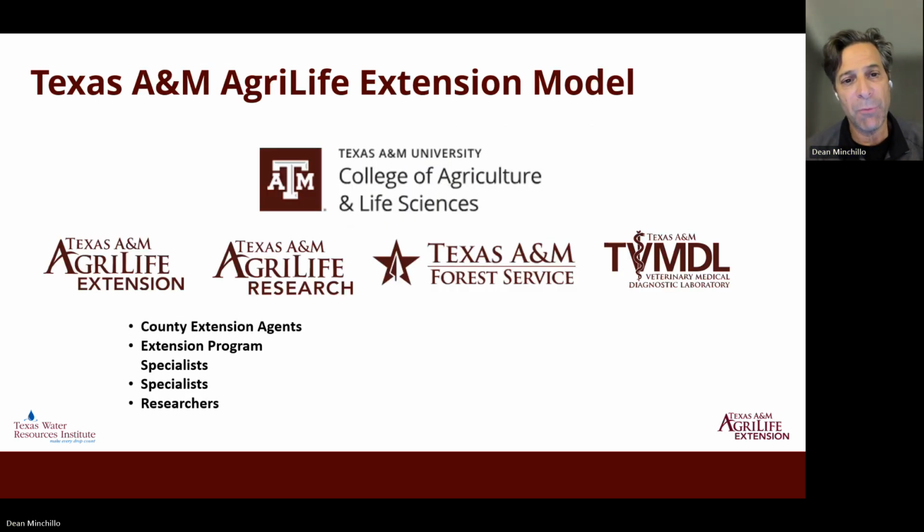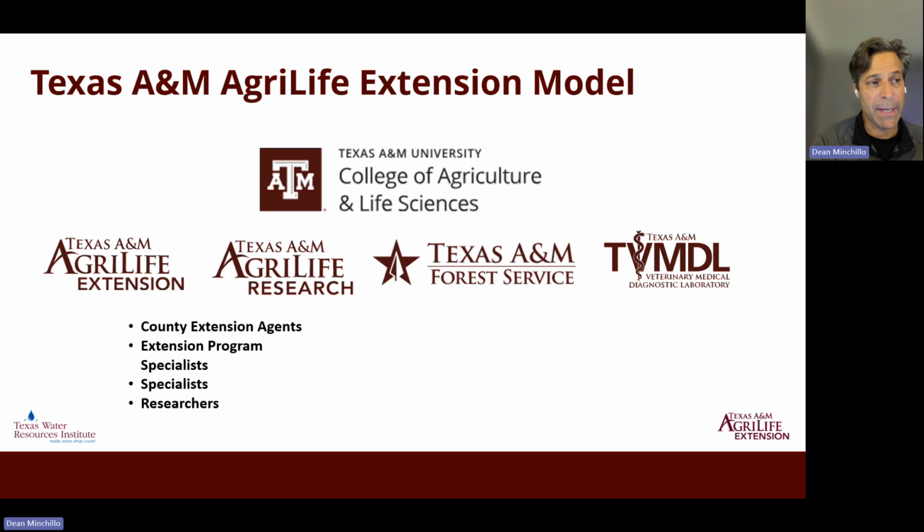So for Texas A&M, it is one of the biggest and one of the best extension models in the United States. It is over 2,000 employees across the state of Texas. We have a county agent in 250 of the 254 counties in the state of Texas. So you can see how robust it is.